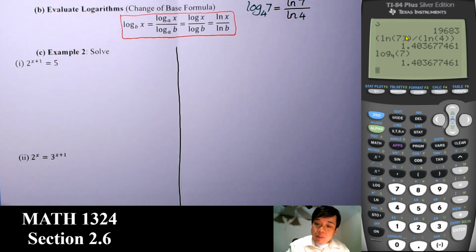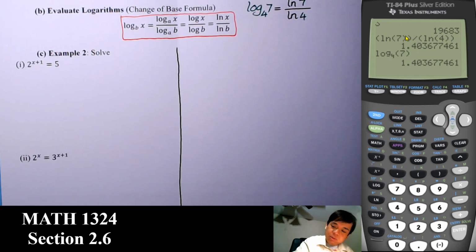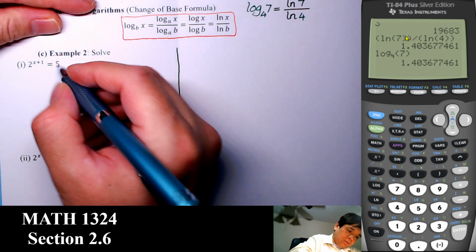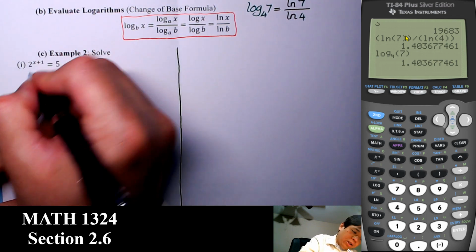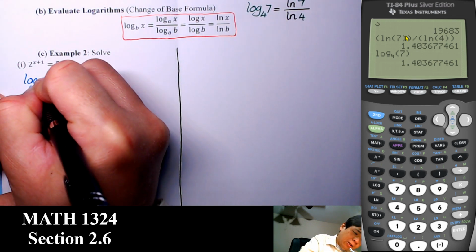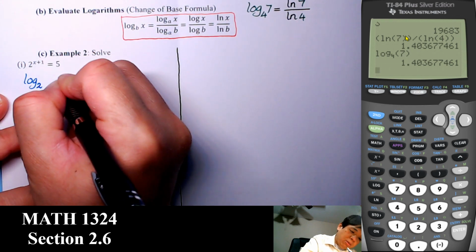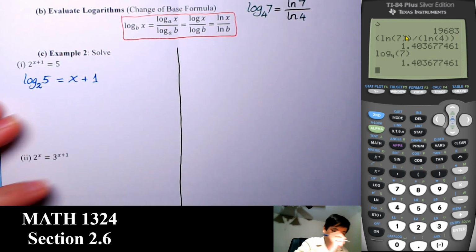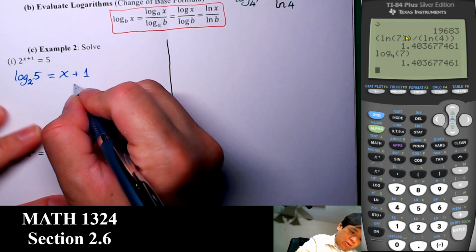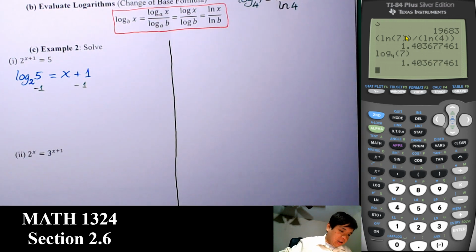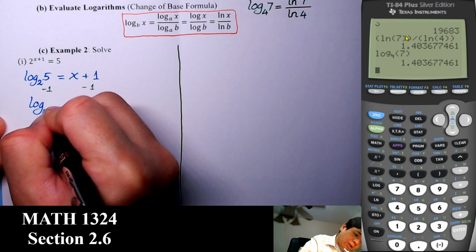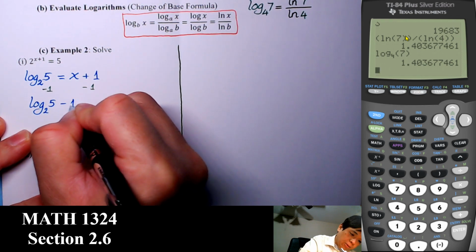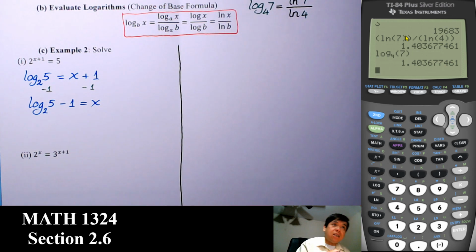Well, remember, we can always swap to exponential form, right? So as for this one, we swap. The base of 2. And then we swap. The 5 goes there. And x plus 1 goes here. And now we subtract 1 on both sides. And yeah, so that's what we have. That's it.